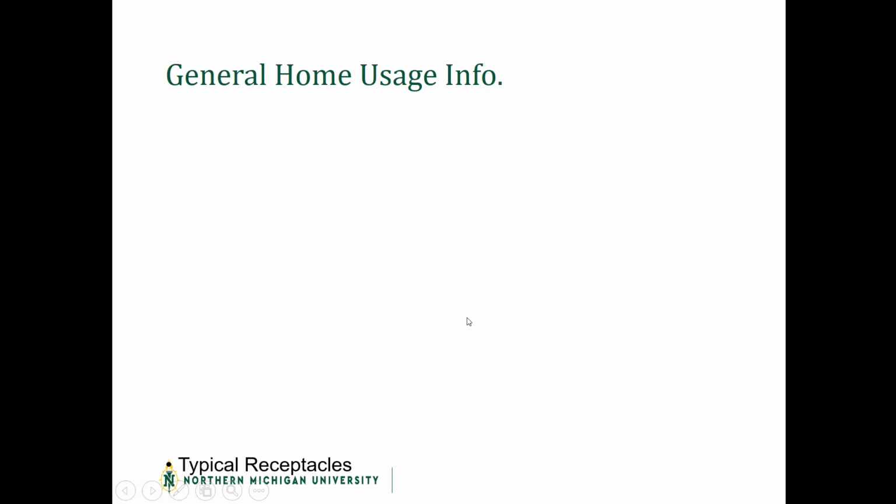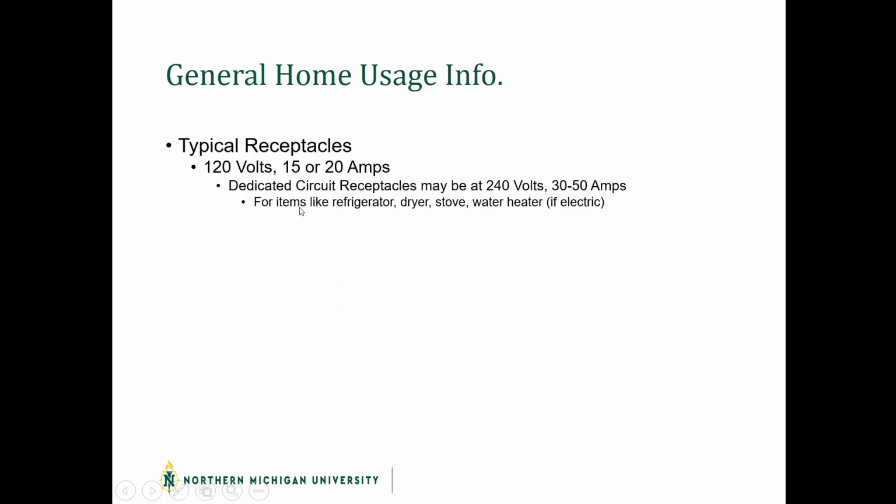And the last thing we'll talk about here is home usage, right? So your typical receptacles are running on 120 volts, generally either 15 or 20 amps. Dedicated circuit receptacles may be at 240 volts, 30 to 50 amps. Again, those are for things that are a lot more energy consuming, things like dryers and stoves and refrigerators.